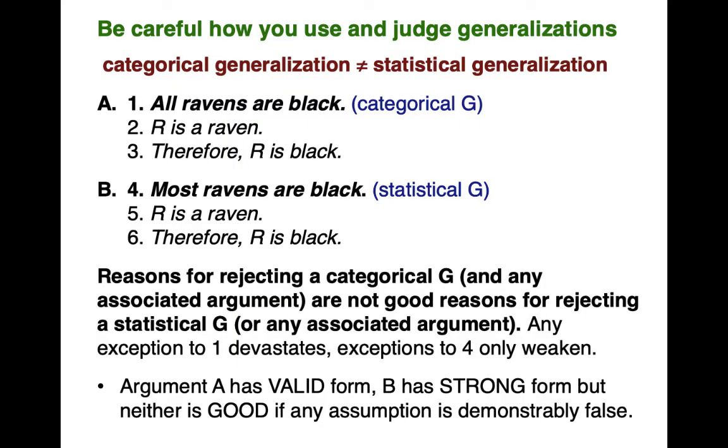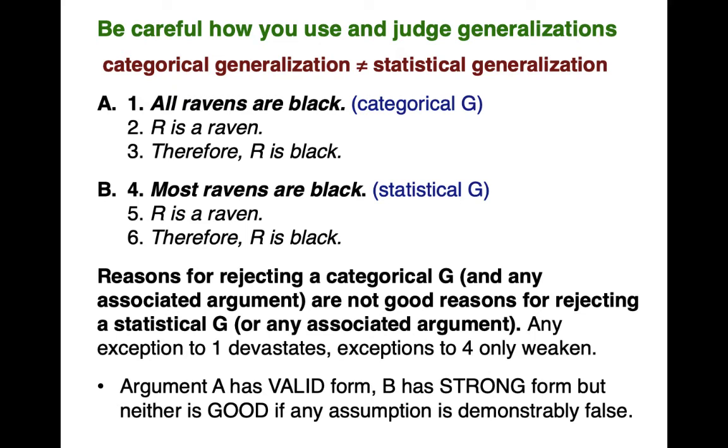Be careful how you use and judge generalizations. A categorical generalization is not the same thing as a statistical generalization, because a categorical claim is not the same thing as a statistical one. For instance, here's an argument. Argument A. Suppose it's true that all ravens are black and that R is a raven. Therefore, R is black. Since R is a raven and all of the ravens are black, R is going to be black. R could denote any bird that is a raven. R could be the name of the bird. We get this conclusion from the categorical generalization, the generalization about the category, namely of ravens, namely all of them are black.